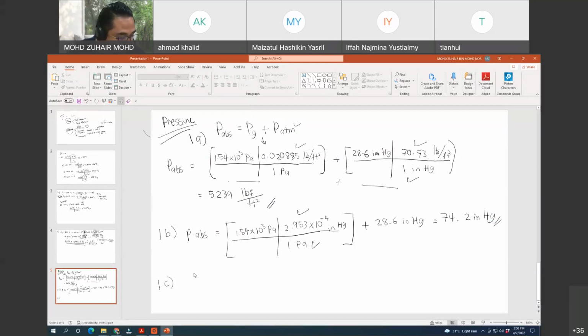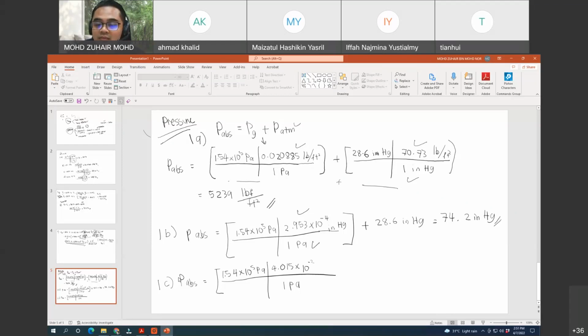Okay. So the second question, a pressure gauge. Okay. Sorry, 1C is not ready yet. So for 1C, it asks you to have the answer in feet H2O. Okay. So PABS equals to 1.54 times 10 power of 5 Pascal. I think this is not something that you have in the conversion table. You need to change this, but maybe in another conversion table you have it, but it's okay. Just going to try this.